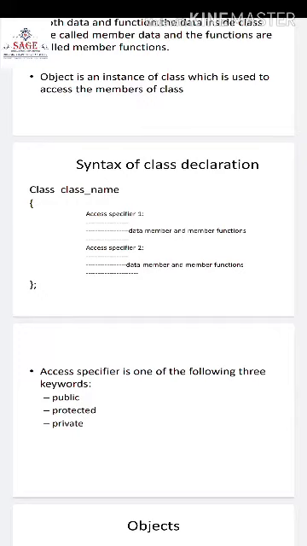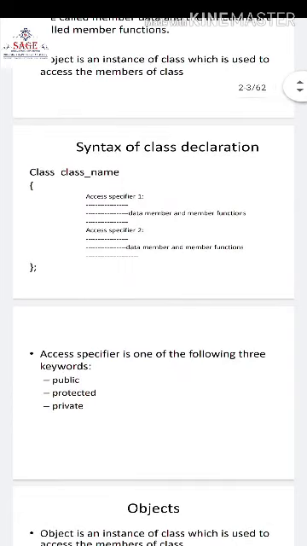Now the syntax of it is like this. Initially you have to write the class, which is a reserved word, after that space and then the class name, bracket open, in the last bracket close and the semicolon. In between you can write any number of data members, that is variables or functions.